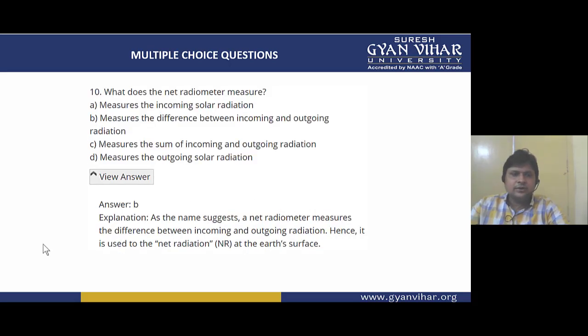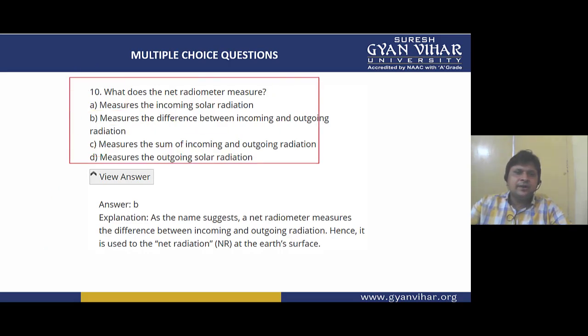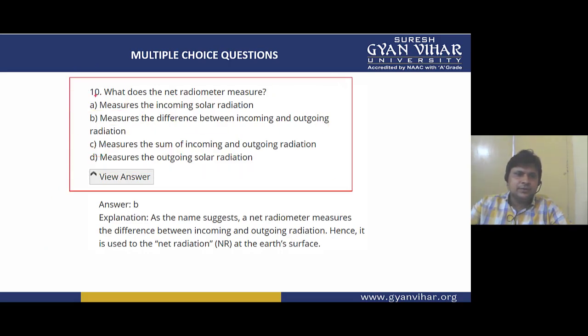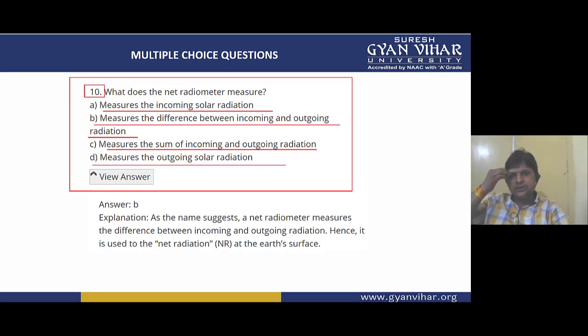Now let's switch to the 10th multiple choice question. Let's read out the question. What does the net radiometer measure? The options are: A, measures the incoming solar radiation; B, measures the difference between incoming and outgoing radiations; C, measures the sum of incoming and outgoing radiations; and D, measures the outgoing solar radiations.